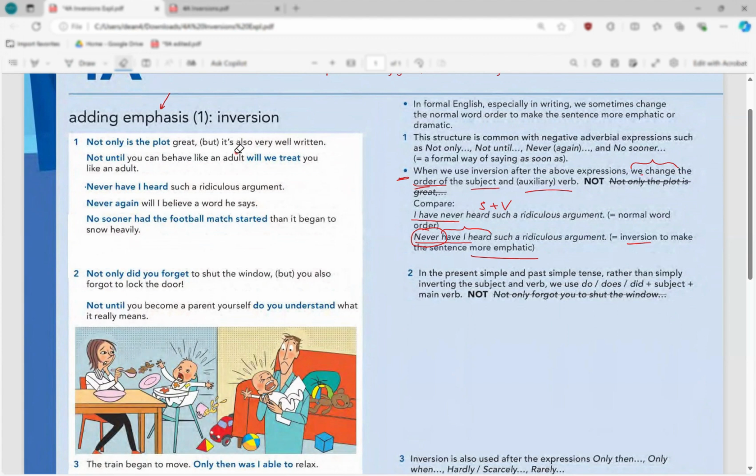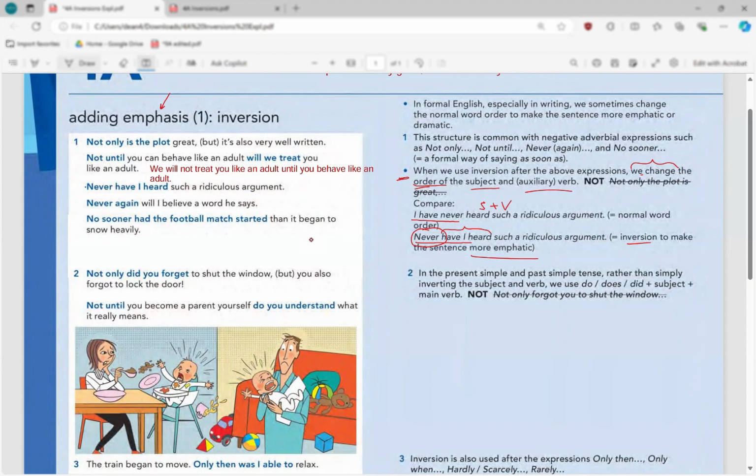So what would be the normal structure of this one? Not until you can behave. It will be like this, guys: We will not treat you like an adult until you behave like an adult. If you want to compare it, guys, this is a little bit different, right? We will not treat you like an adult until you behave like an adult.